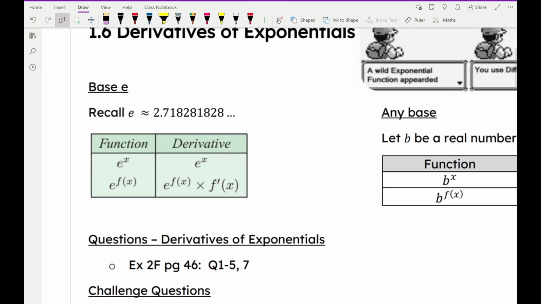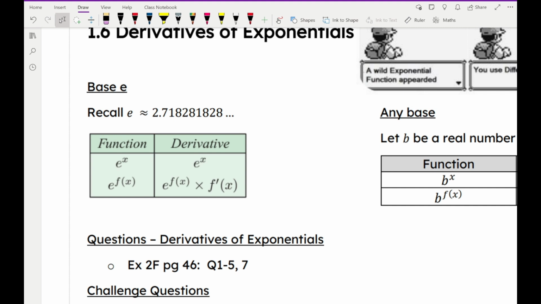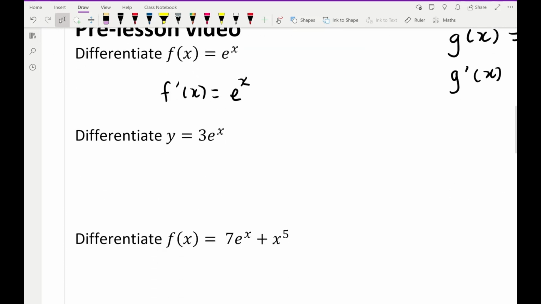And if it's e to some function of x, that is actually the chain rule. So this thing down the bottom is an application of the chain rule. You get e to the function times the derivative of the function. In the past, we've called that the baby. All right, great. So let's see.